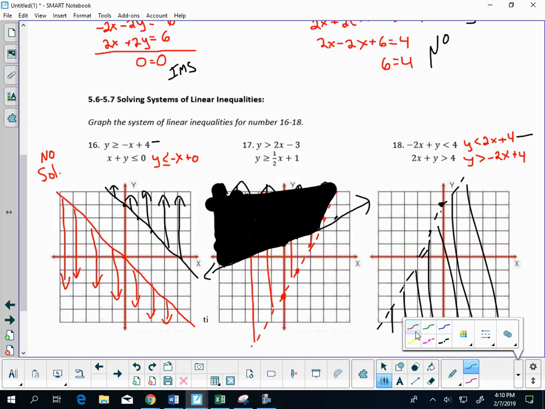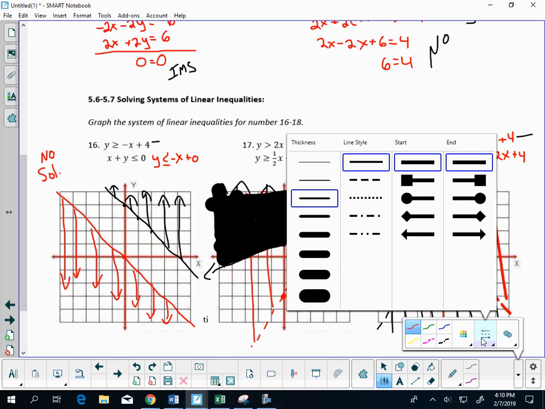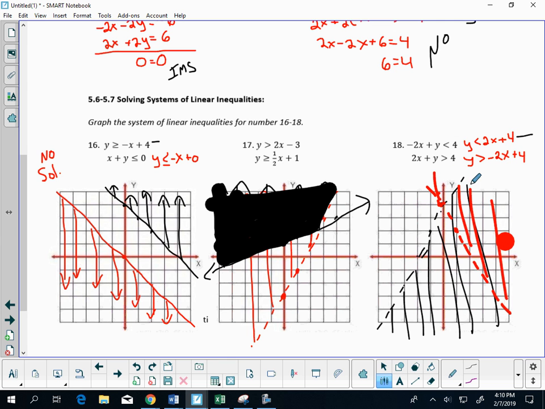Let's do the next one in red. My y-intercept again is 4. My slope on that one is -2, so I'm going to go down 2, right 1. And that's going to be a dotted line. And on that one, it's a greater than, so I'm shading up. I'm sorry that this looks a little bit messy. It's almost easier to do it with a pencil, the light shading. And it looks like where it overlaps is right here.